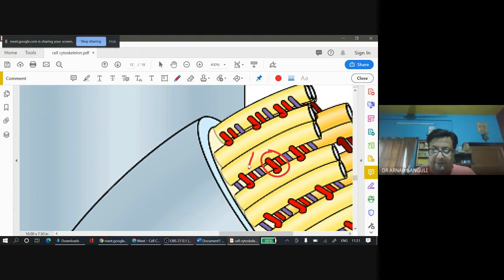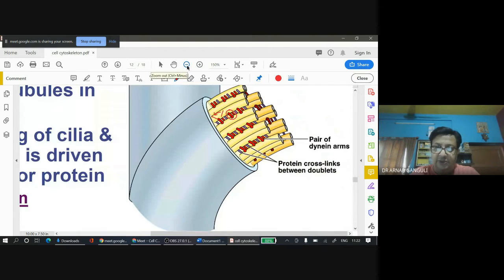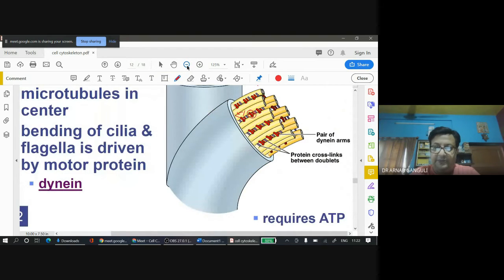From here, it takes a movement and it becomes, say, here. So this sliding movement causes the flagella to bend, or the microtubules to bend.